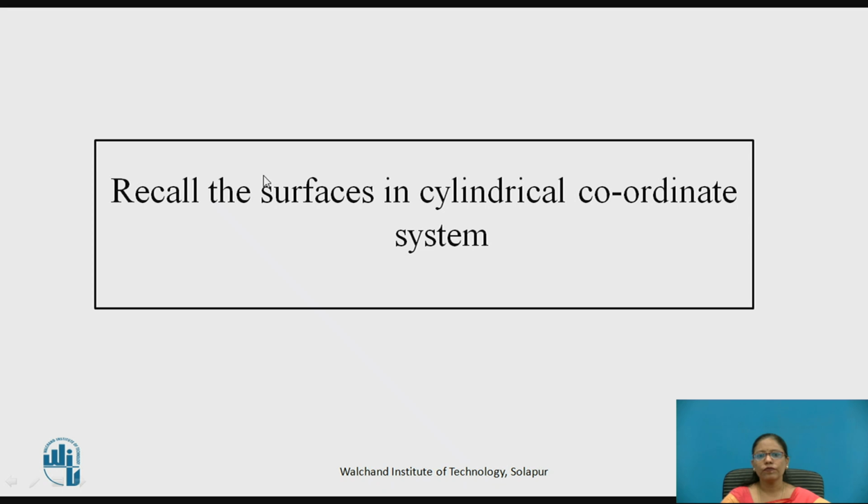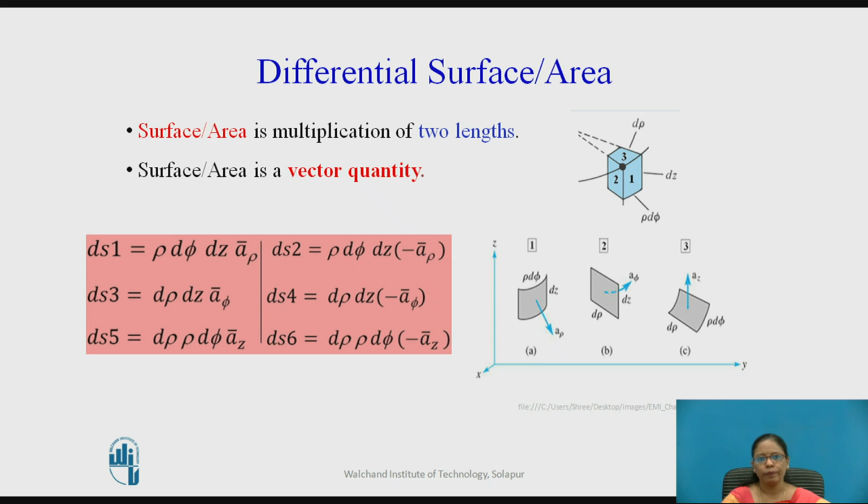So recall the surfaces in the cylindrical coordinate system. In the video of cylindrical coordinate system, I have talked in detail about the differential length, differential surface and differential volume element in different coordinate systems, and in the cylindrical coordinate system also it is explained. So we are listing here or recalling the surfaces which are in cylindrical coordinate system.